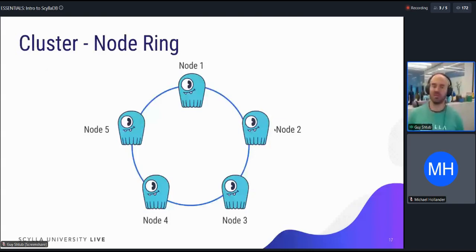Next concept is the cluster, also called the node ring. So this is a collection of nodes. In production, we typically have at least 3 nodes in a cluster, and this can go all the way to hundreds of nodes working in a single cluster. And the number of nodes depends on many different attributes, such as the hardware you're using, the amount of data, the performance you require, and your specific application. So that's out of the scope of this talk.